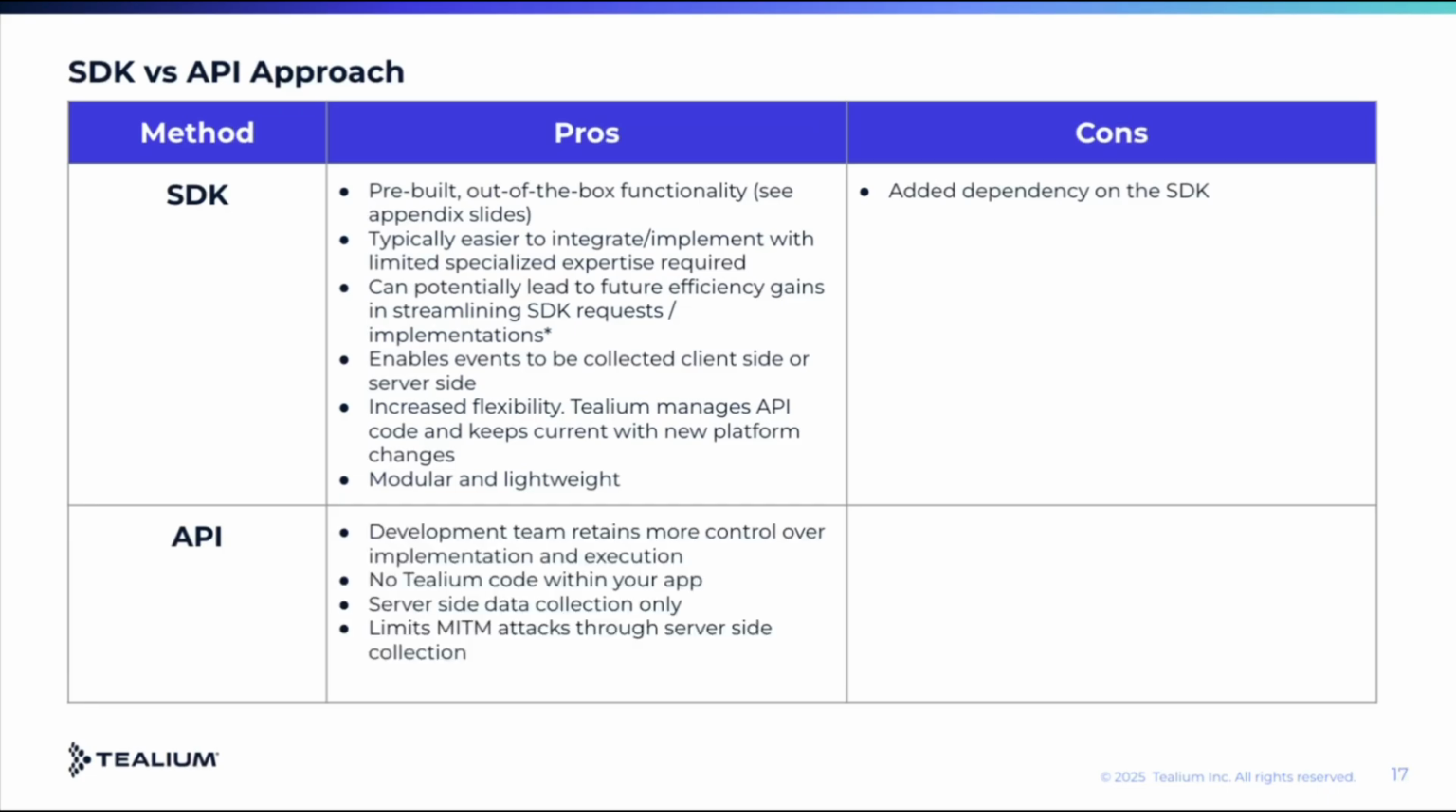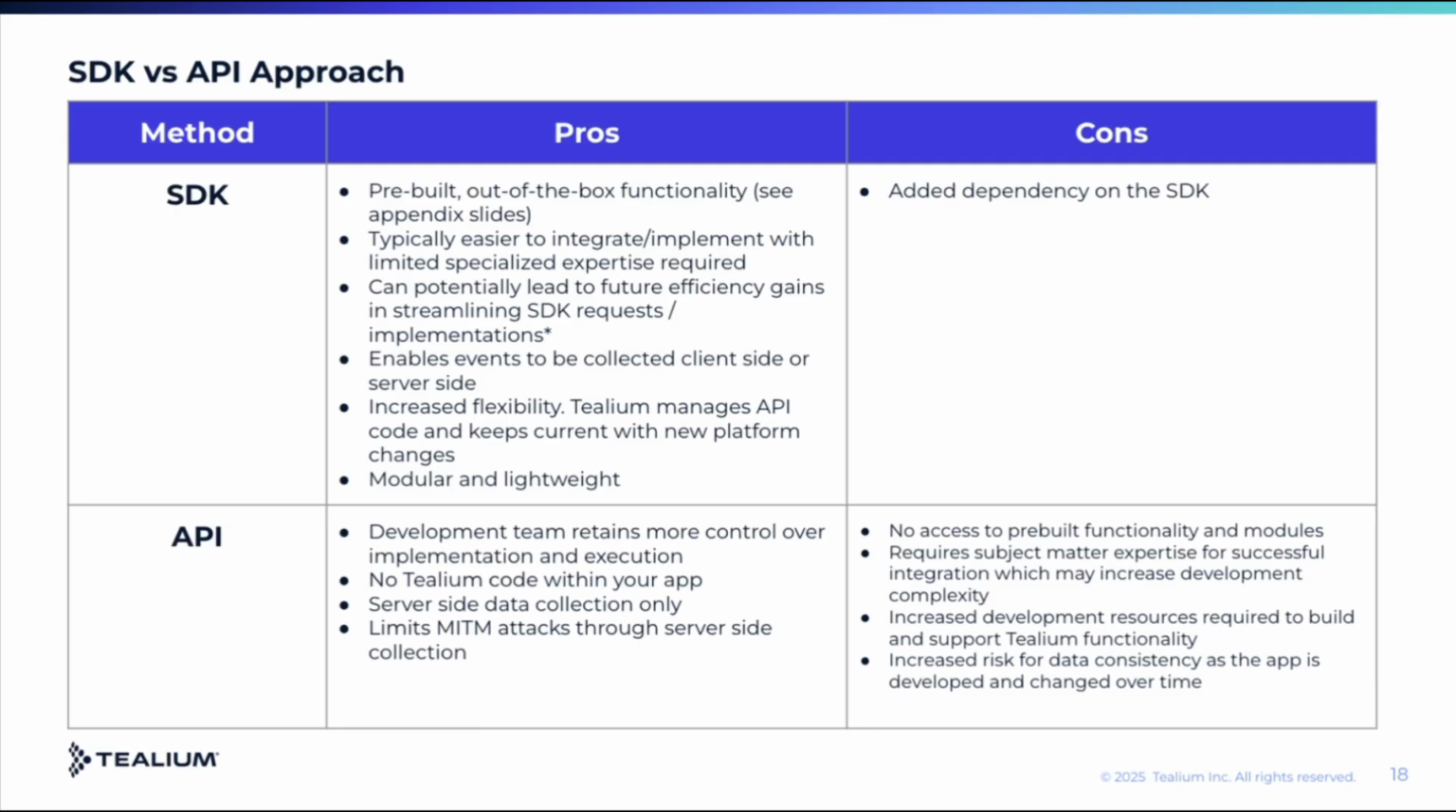On the other hand, the API approach gives your development team complete control. There's no Tealium code in your app. Everything is sent server-side through Event Stream, and that means a smaller app footprint, tighter security, and less risk of man-in-the-middle attacks since your data never leaves your server in transit.